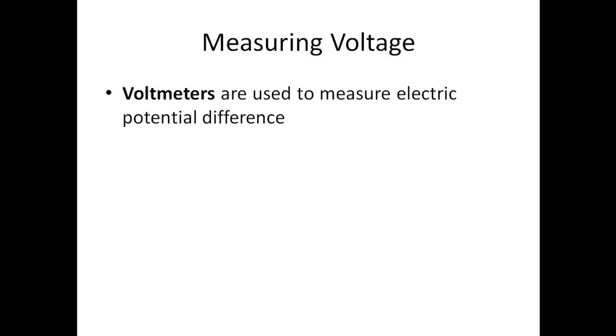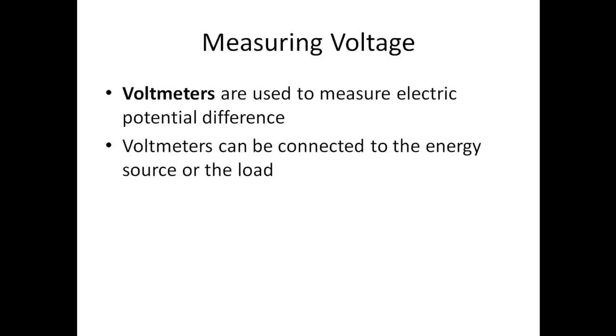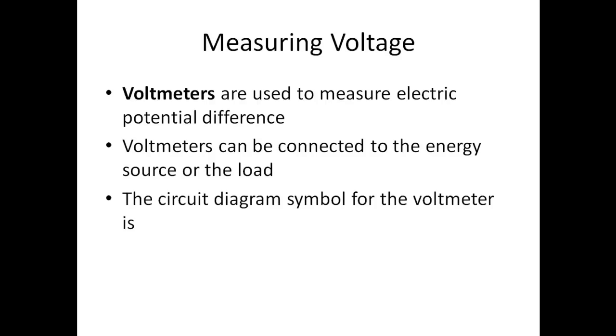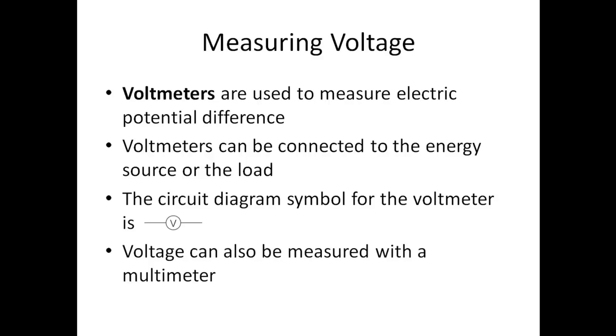How do we measure voltage? We can measure voltage using two devices. The most common one to measure voltage directly is called a voltmeter. Voltmeters can be connected to the energy source or the load in a circuit. In a circuit diagram, we recognize a voltmeter by the letter V with a circle. We can also use multimeters to measure voltage, and this is done more commonly in household applications.